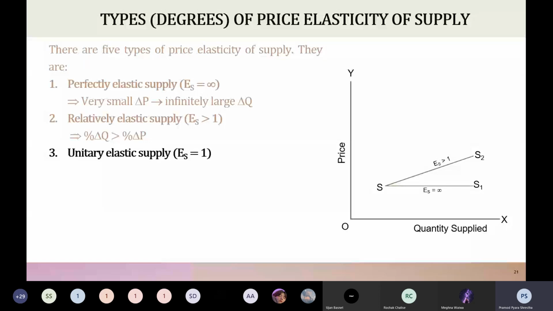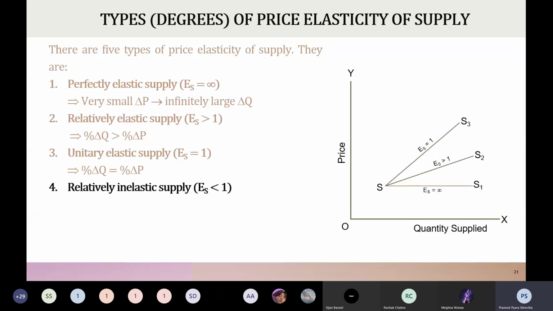Now the next one is unitary elastic supply, where the value of ES is equal to 1, and this is the case where the percentage change in quantity supplied is equal to the percentage change in price. This type of elasticity can be shown with a line making a 45 degree angle with the horizontal axis. So S3 is the line which shows ES is equal to 1.